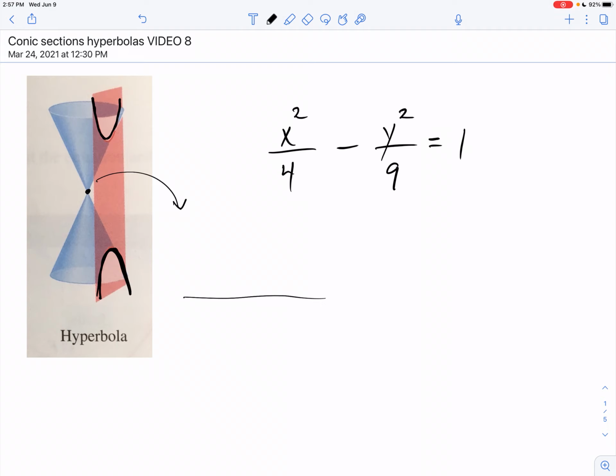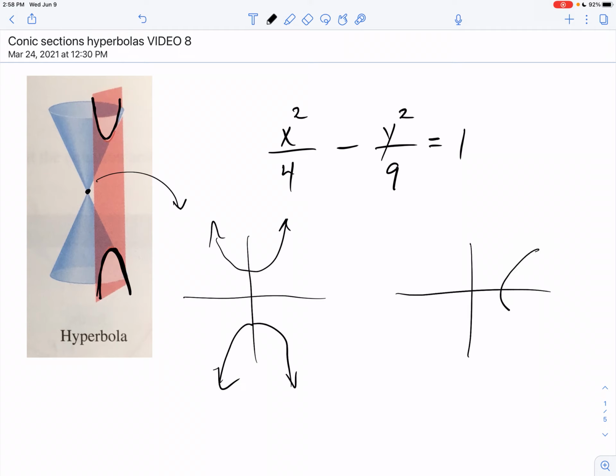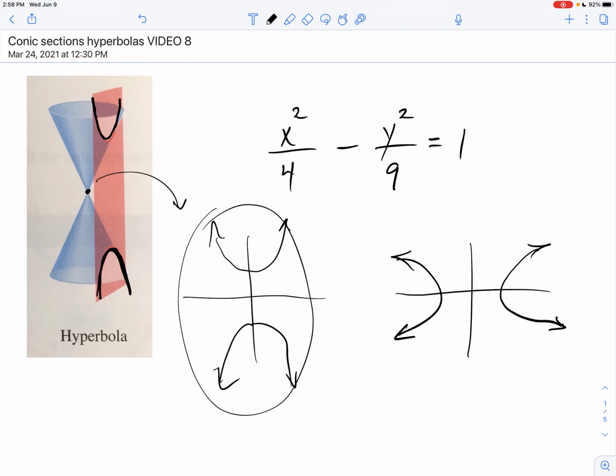See, here's the deal. Hyperbolas, when you graph them, will either do this, or they will do this. You have two different orientations. So every graph that I'm going to draw is either going to do this thing, up and down or side to side.